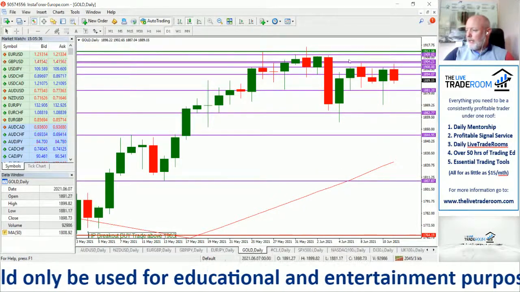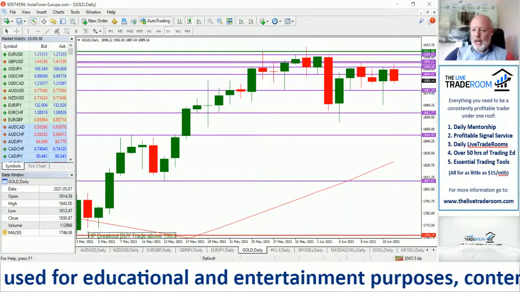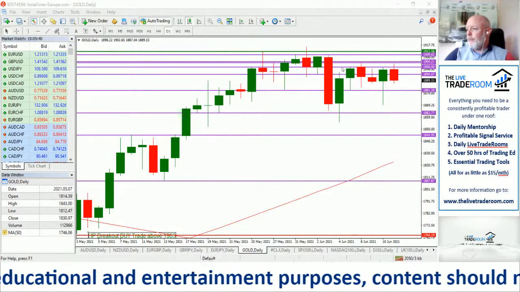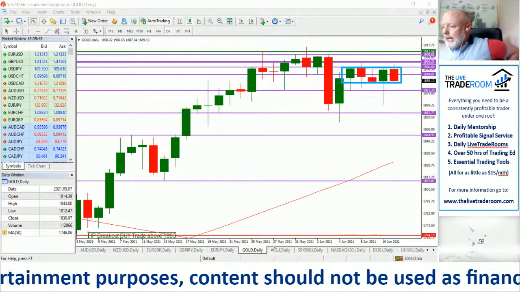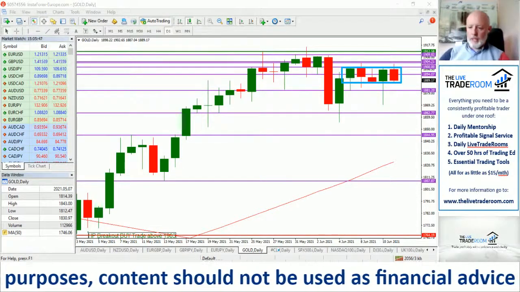We had been looking for some upside price action in gold, which is this little sideways moving pattern here. Crude oil, let's see.